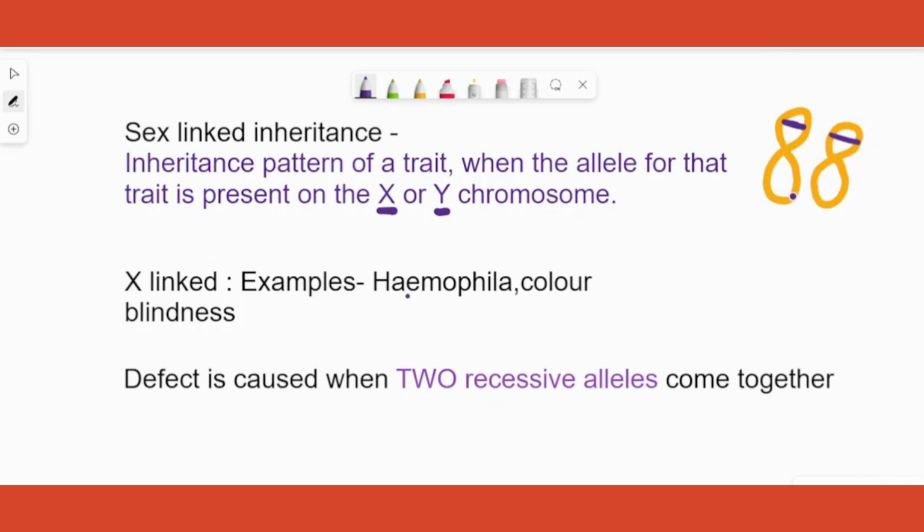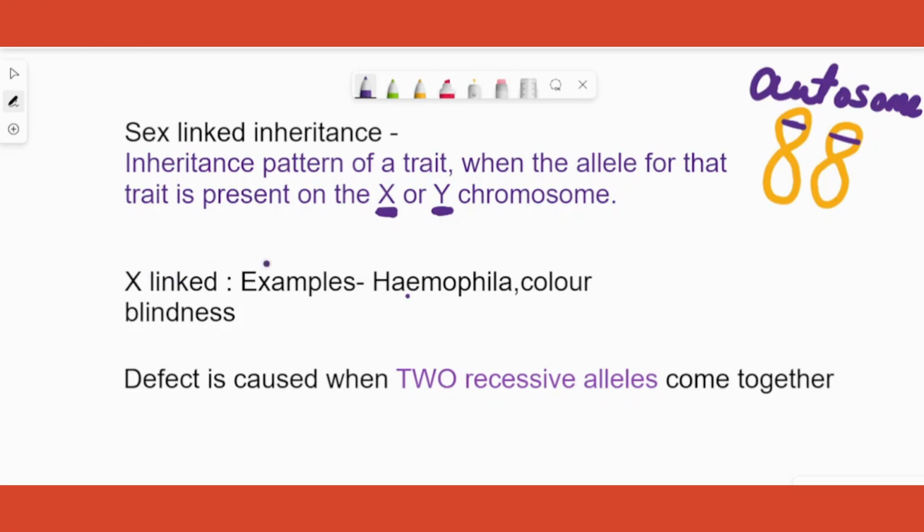Right now, what we need to look at is that all those genes we have been talking about were found on autosomes. What are autosomes? Any chromosome that is not an X or a Y is called an autosome. Correct? And today, whatever genes we are going to learn, and the alleles for those, are found either on the X chromosome or on the Y chromosome. And therefore, you call such an inheritance pattern sex-linked inheritance. I hope that is clear.